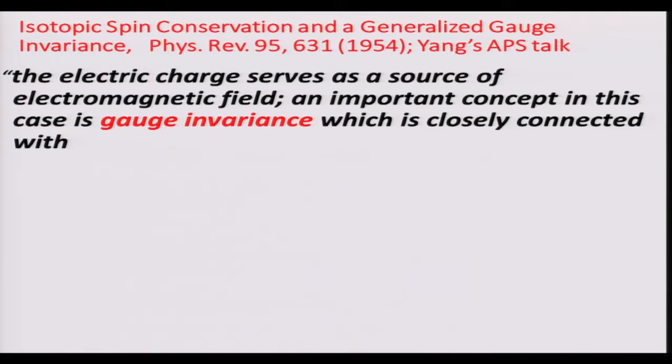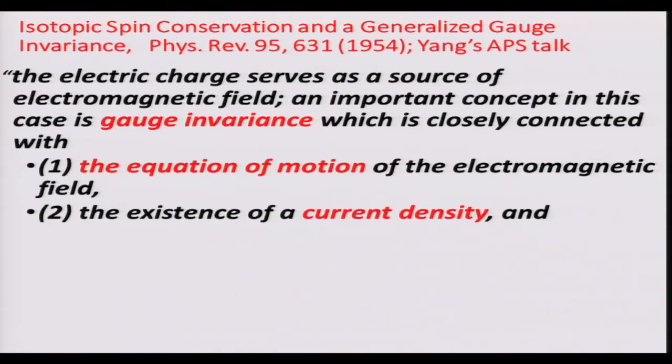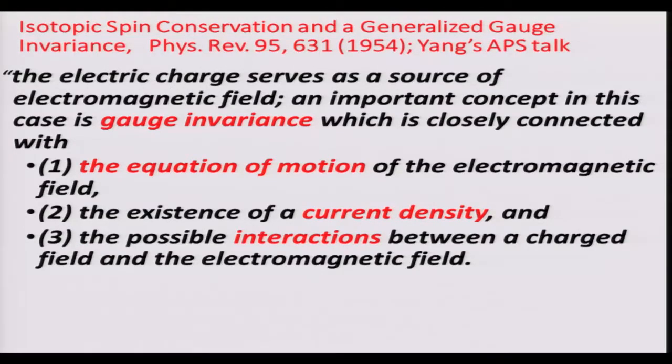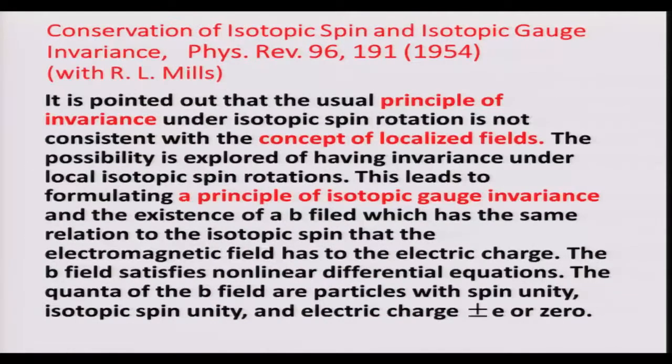Let's say electric charge serves as a source of the electromagnetic field. An important concept in this case is gauge invariance. That's closely related to the equation of motion, the existence of a current density, and the possible interaction between a charge field and the electromagnetic field. And then they tried to generalize the concept of gauge invariance to apply to isotopic spin conservation.